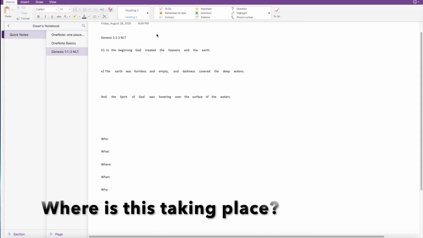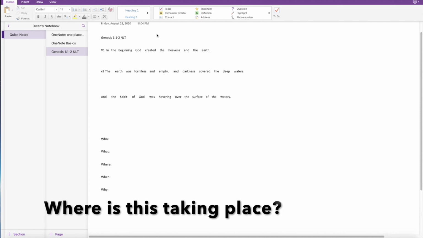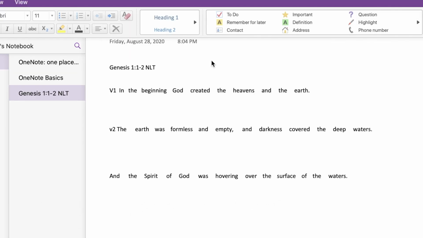And then next we have where. This is, where is this taking place? In some stories, they would have a particular place, like it was happening in Judea or Galilee. So there's no specific place mentioned in Genesis 1:1-2. It tells us in the beginning. That's a point in time in which the eternal God decided to create the heavens and the earth. So you could say we could partially answer that question as to where this is taking place.